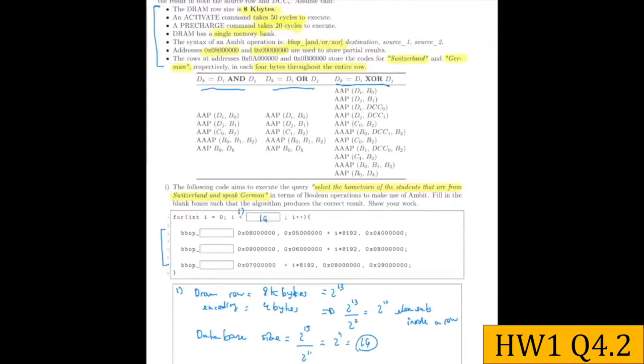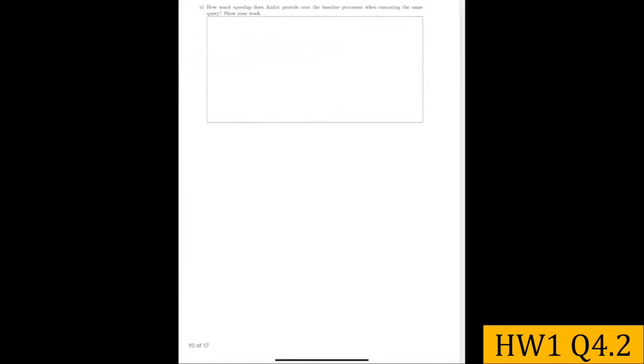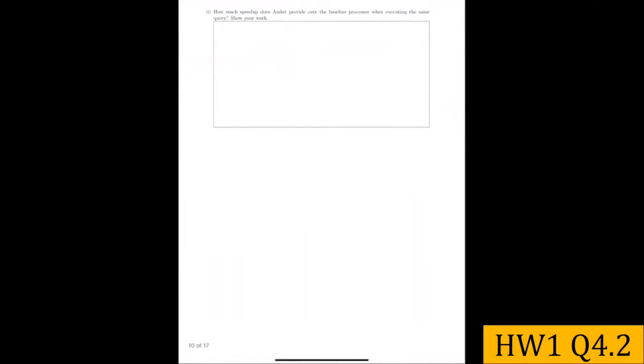Now we need to figure out the sequence of operations that you're going to generate the instruction for, right? The sequence of BBOP operations. So let's do some thinking over here. So pretty much, let's say that you just have two languages. Let's say in the database you have, I don't know, German and Italian.